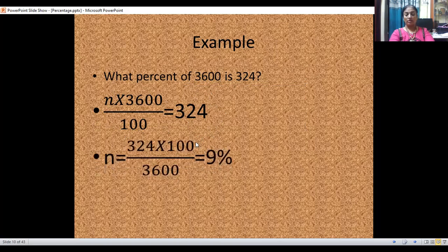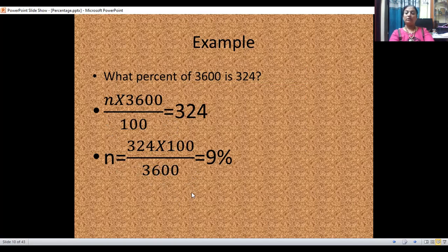So what is the answer? N is kept like that only. This 100 will go to that side, and it becomes 324 into 100. And this 3600 will come to this side, and it becomes divided by 3600. Let me repeat it once again. So n is kept like that only, and 324 into 100 divided by 3600.